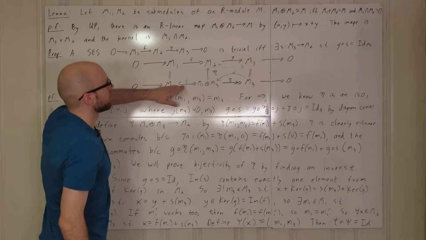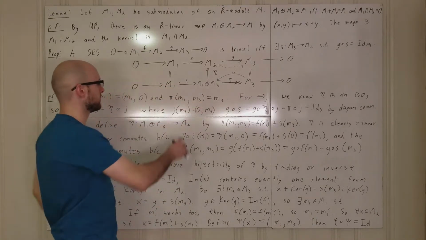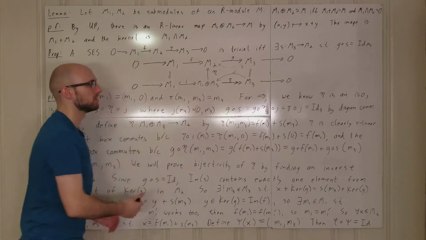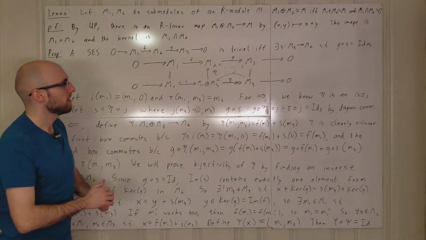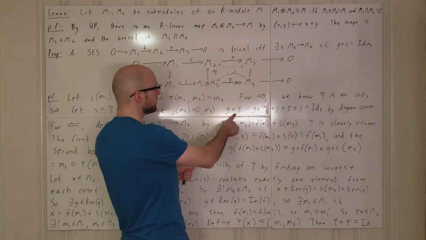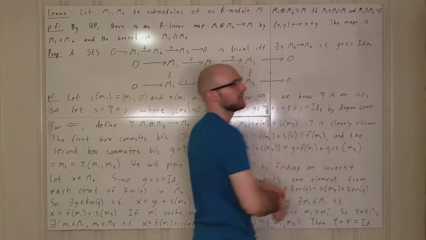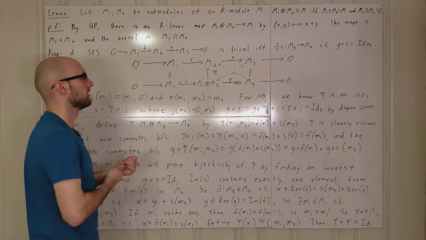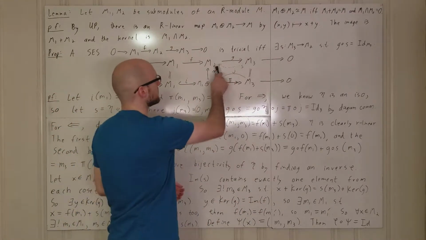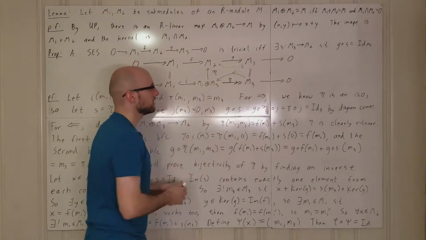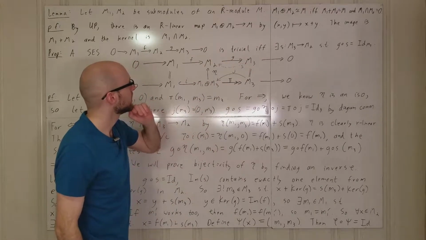So let S be eta composed with J, where J is just like I, except instead of taking inclusion of M1, we're taking the inclusion of M3. So we take J of M3 is just 0, M3, where this 0 is in M1. Then what happens if we do G composed with S? We want to prove that G composed with S is the identity, because that will tell us that this is a splitting.